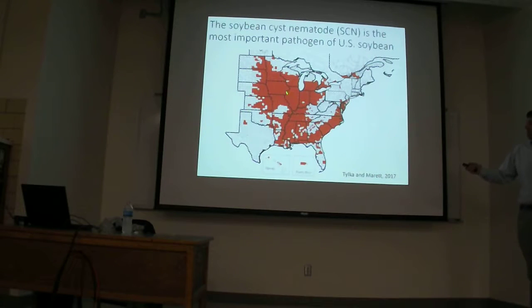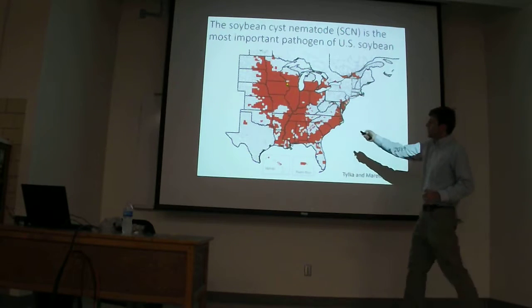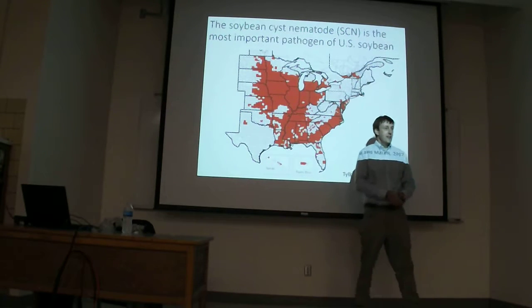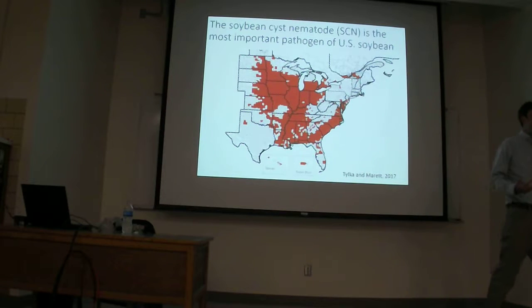I put this slide up here really for two reasons. One is to give a shout out to Greg and Chris for putting up this most recent distribution map. And my other reason for putting this map up is to congratulate the state of Iowa. So in 2014, the previous distribution map, there was a single county in northeast Iowa that had not been reported as positive for SCN.